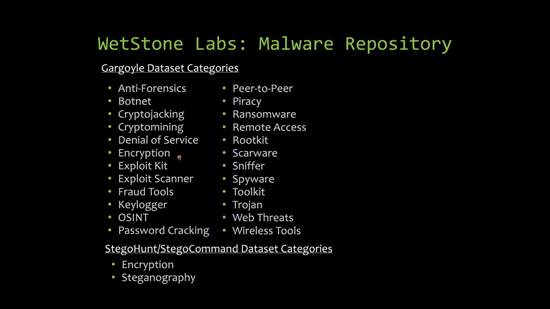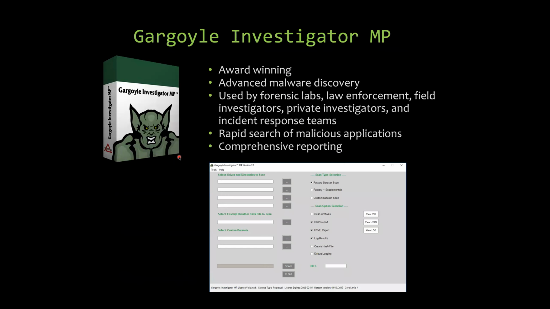The first product that I'll showcase here is Gargoyle. Gargoyle MP is a multi-platform tool used in forensic investigations, incident response, and other forensic activities to detect malware and potentially unwanted programs. Gargoyle MP was designed for forensic laboratories, law enforcement, field investigators, advanced private investigators, and enterprise security personnel.